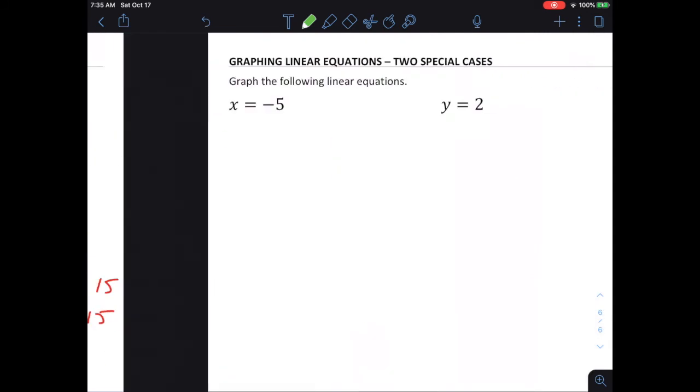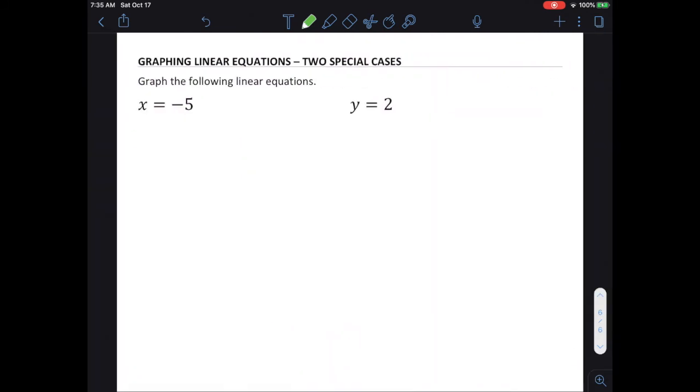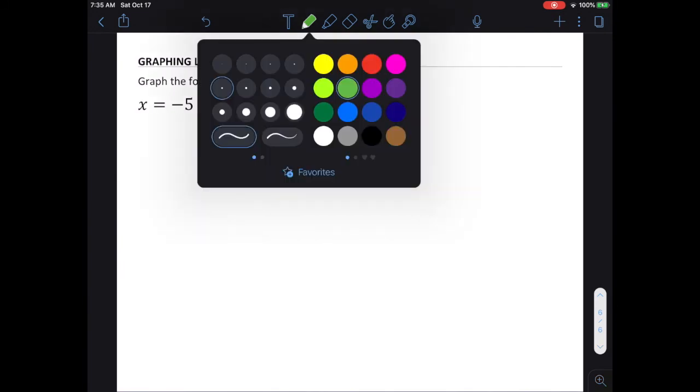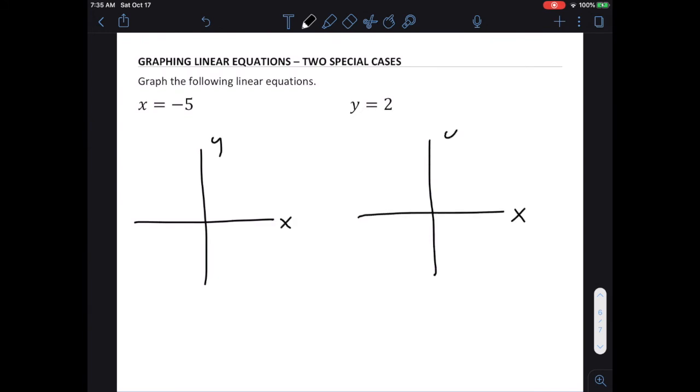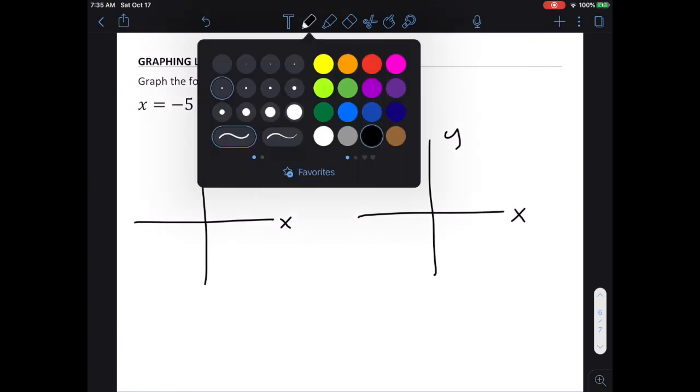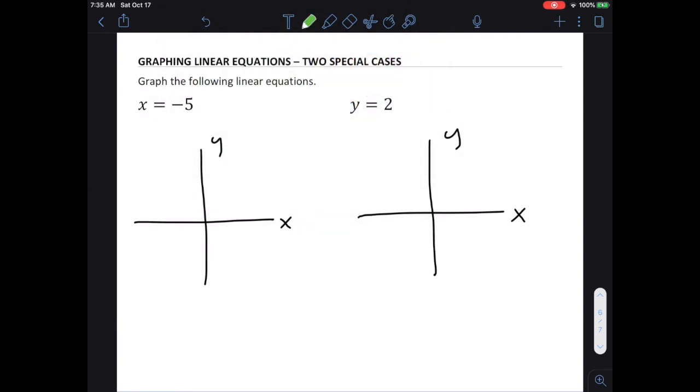All right, last thing we need to talk about is we have 2 special cases that we have to deal with. And I think it's going to be easiest just to show you on the graph. So I'm going to go ahead and graph these right away. Okay, so we have x and y values. And in this case, it says x is equal to -5. So you'll notice there's no y. So what that means is no matter what value of y we pick, x is always going to be -5. Okay, so I'm going to go ahead and put -5 on the graph here.